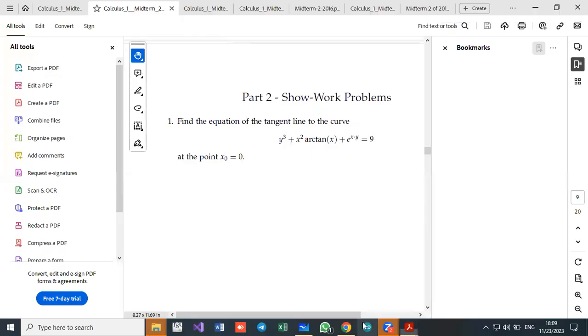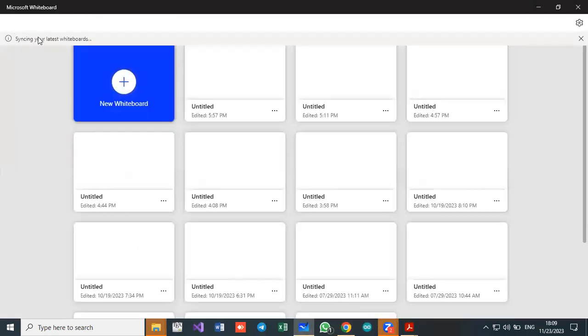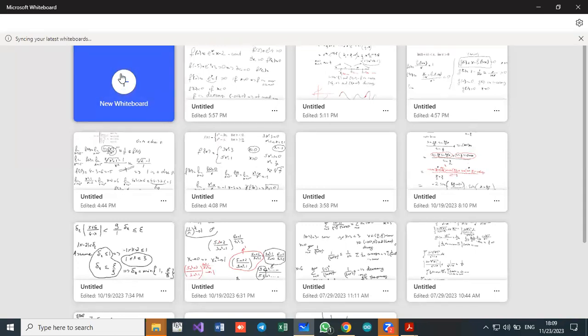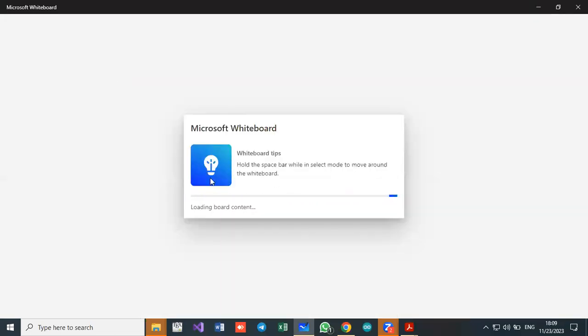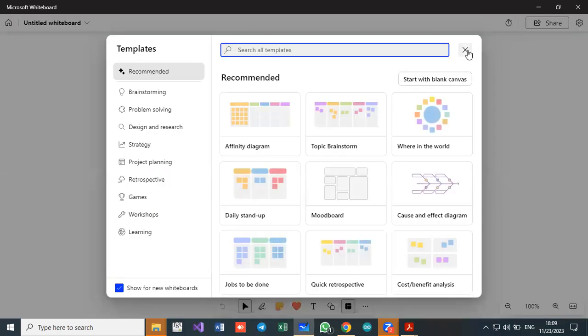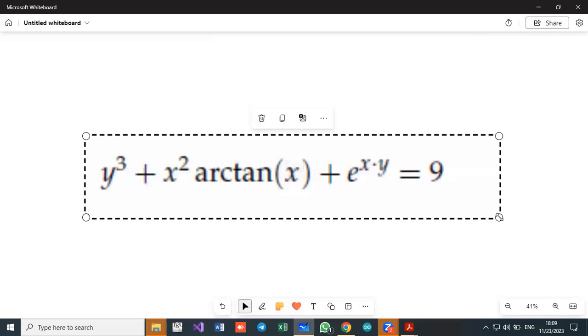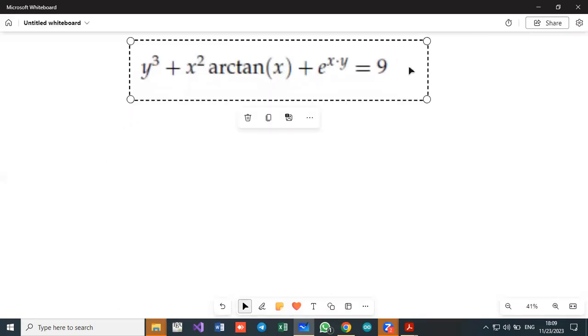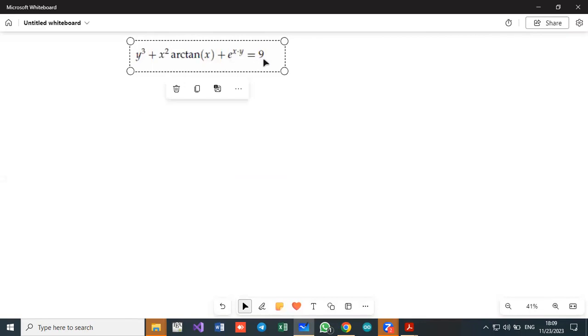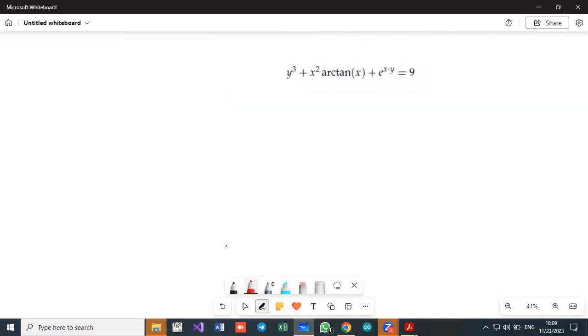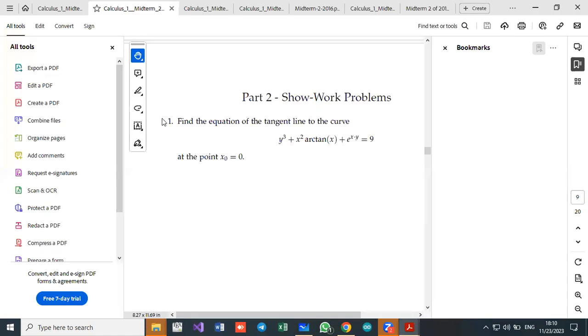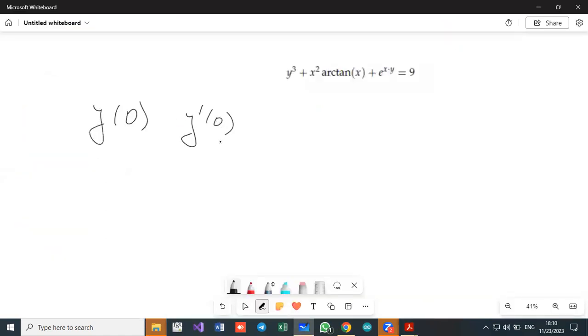Okay, we should find the equation of the tangent line. Let's do it. The trick here is that we are given an implicit function. To get the equation of the tangent line, we have to first calculate y at 0, and we have to calculate y prime at 0. After that, we can easily get the equation of the tangent line.